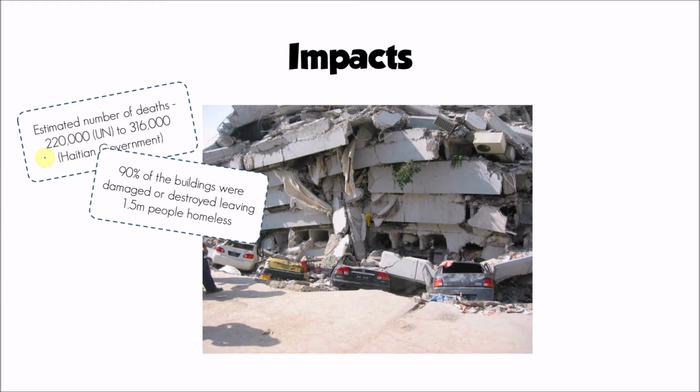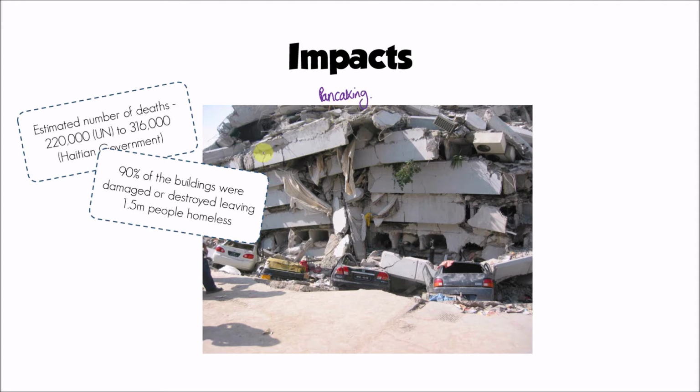About 90% of the buildings in the capital were either damaged or destroyed, and that resulted in about 1.5 million people being left homeless. The photo that you can see here illustrates a classic example of how the buildings in Haiti were damaged or destroyed. They didn't just suffer minor damage, they suffered absolutely catastrophic collapse in an effect known as pancaking. That's what we can see an example of in this photo.